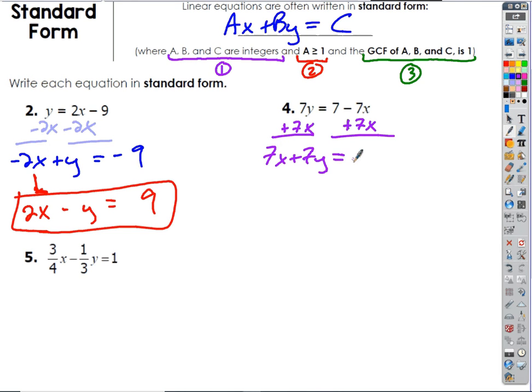And on the right, 7. Looks pretty good, but what's the rule we still haven't followed? A is greater than 1, that's good, A is 7. But there's still something wrong with this. This is the sneaky one. Common factor. Yeah, the greatest common factor of A, B, and C has to be 1. Well, what's the greatest common factor of 7, 7, and 7? 7, right? 7 is the biggest number that divides into all 3 of those.